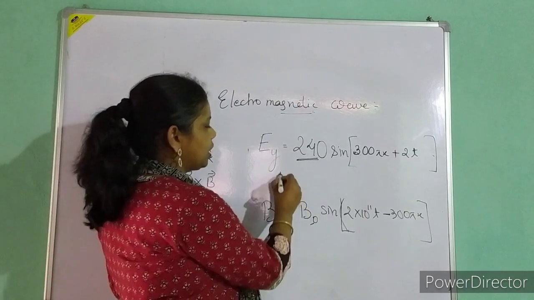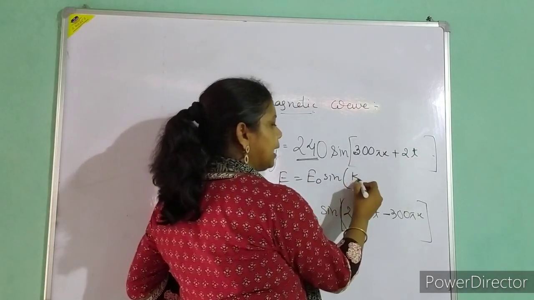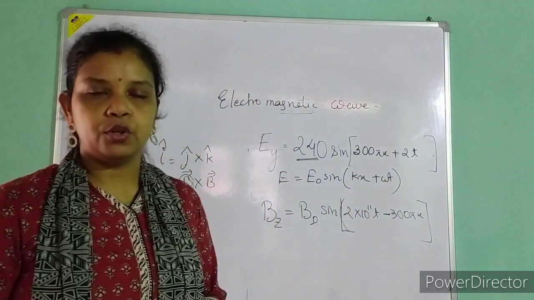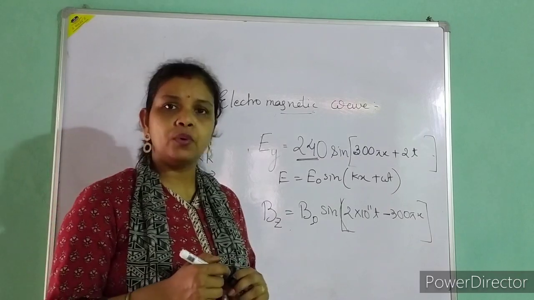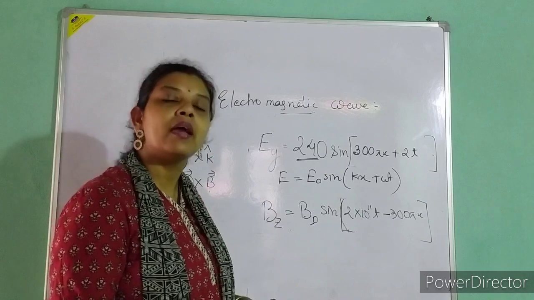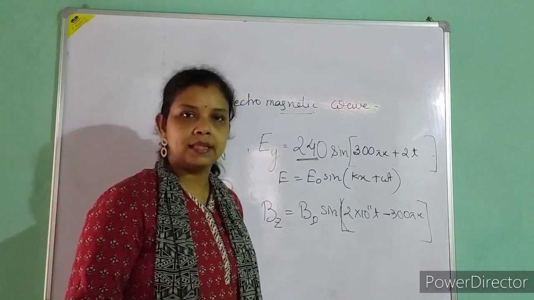Then my original equation I have to write as E equals E naught sine of kx plus omega t. That is the difference only. Depending upon the given question, you can write your own equation. Check where my t and where my x is, and whether it is plus or minus. Hope it is clear to you.